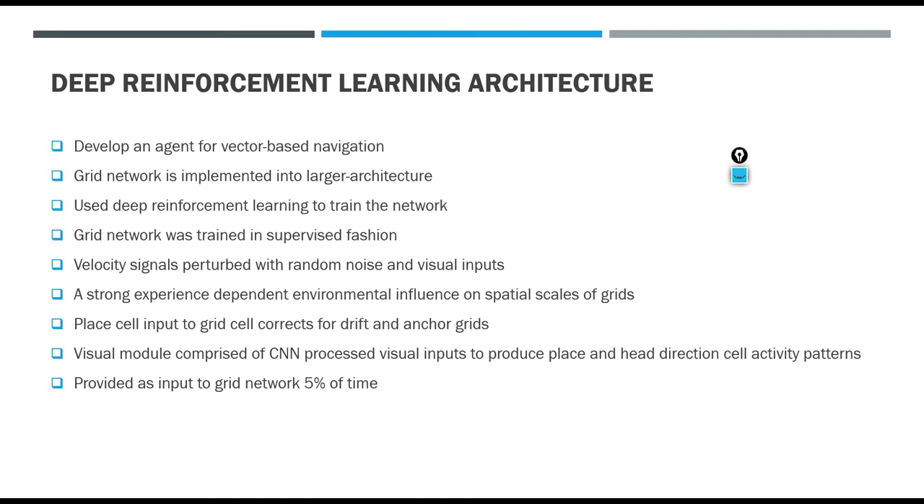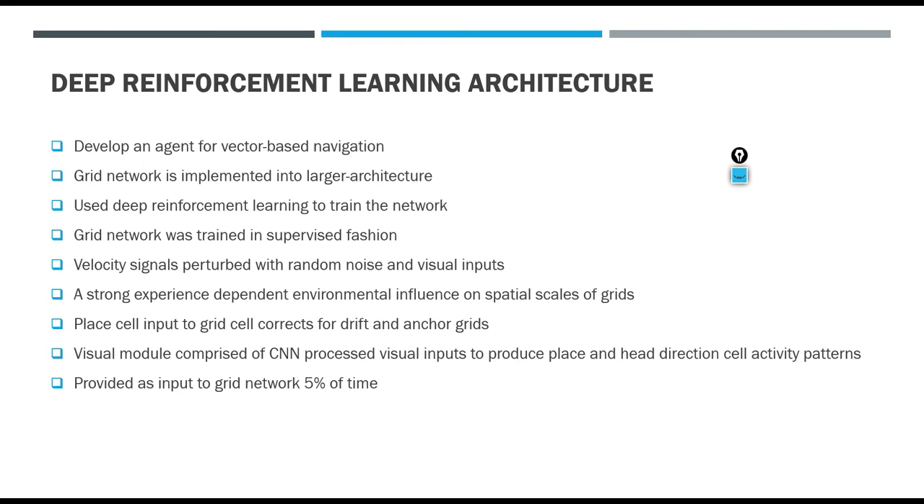As we know, the firing pattern of the internal grid cell is thought to provide an intrinsic metric for space. But a strong experience-dependent environmental influence can impact that. The spatial scales of grid vary parametrically with change to the familiar environment size and shape. This influence can possibly be mediated by feedback from the place cells, because the place cells have unitary firing locations which facilitate association to location-specific information. The place cell input to grid cells corrects for drift and anchor grids by mediating the environmental influence.